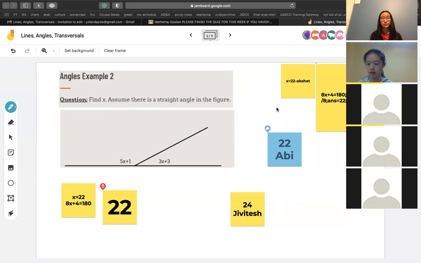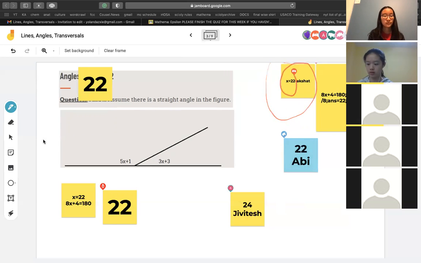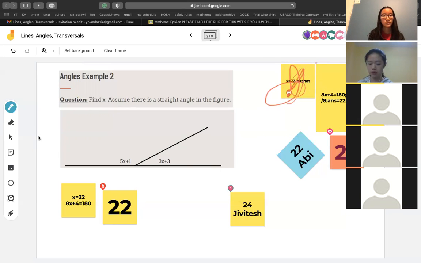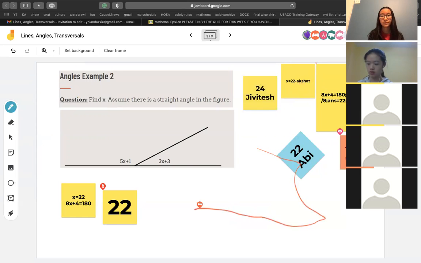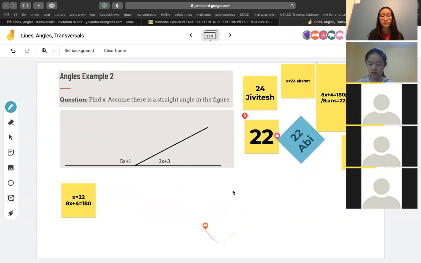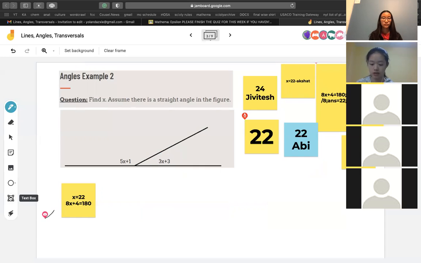Okay, so it looks like most of you all have gotten the right answer. But I'm still going to show it anyways in case there are some people who don't know how to solve it. So first, the values of the angles are 5x plus 1 and 3x plus 3. Because the sum of these two angles has to be 180 degrees because they're supplementary, we can write an equation: 5x plus 1 plus 3x plus 3 equals 180 degrees.